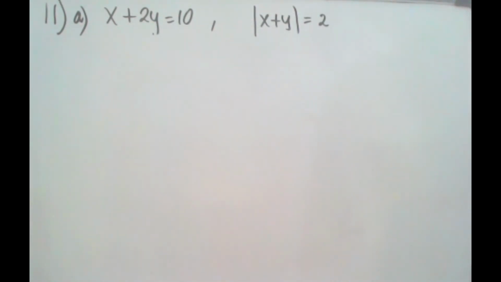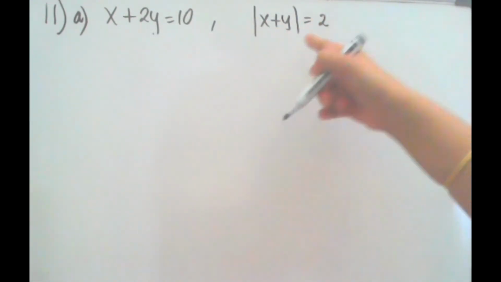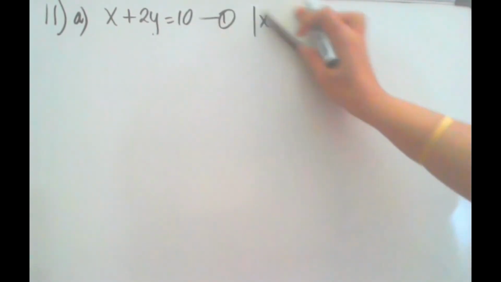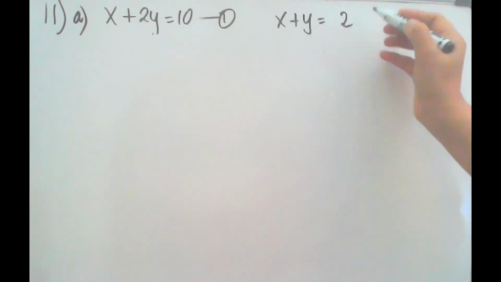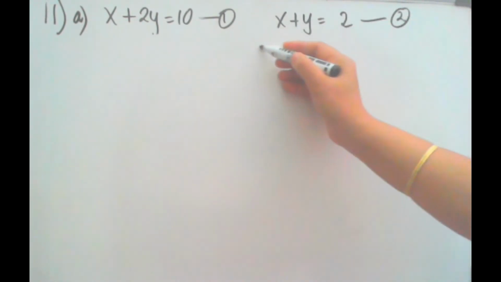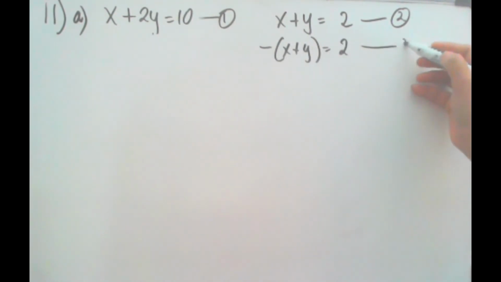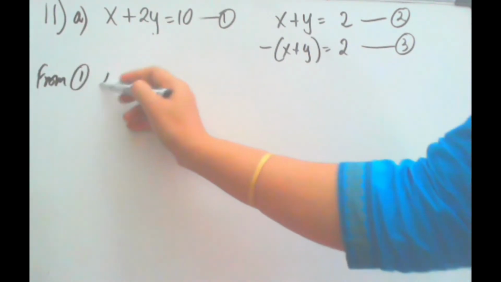How do we find the coordinates of A and B? They are the points of intersection of this line with the two lines here. So, okay, let us write the equations here. This is equation number 1, and the two equations that we get from the modulus are, one is the positive value of x plus y, which is equation number 2. Another one is the negative value of x plus y, that is also 2, equation 3. So from 1 and 2.